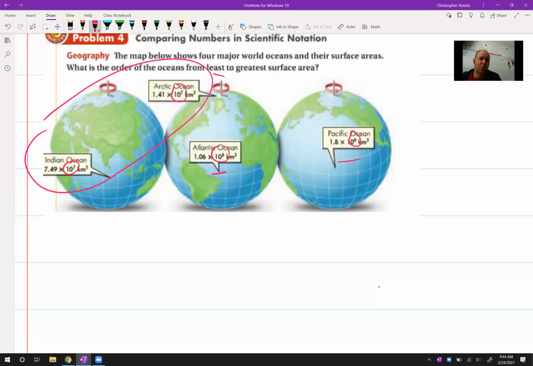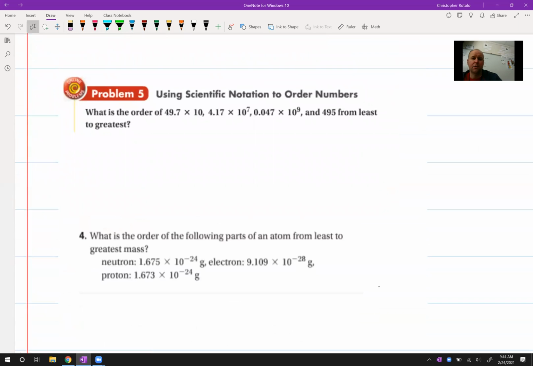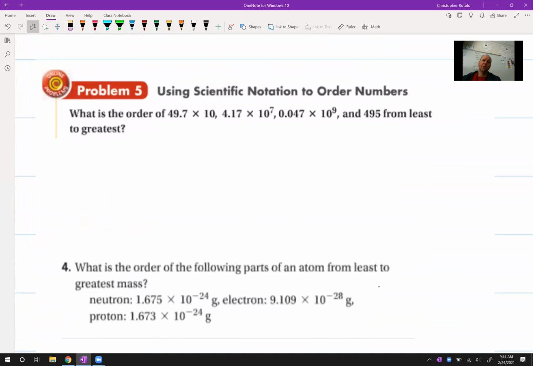From least to greatest. So the smallest ocean we have, 1.41 versus 7.49. So smallest is the Arctic. Then we go to the Indian Ocean. Okay, because those were 10 to the 7th, and they're all properly written in scientific notation. And then we go to the Atlantic and the Pacific. Both 10 to the 8th, so they're automatically larger than 10 to the 7th. The next thing we're going to do is compare the A value. And we're looking for the smaller one, which is the Atlantic Ocean. 1.06 is less than 1.80, right? So 3 and 4. So easy enough to order them based on the exponent first, and then go to the A value. Now that was nice because they were all in proper scientific notation.